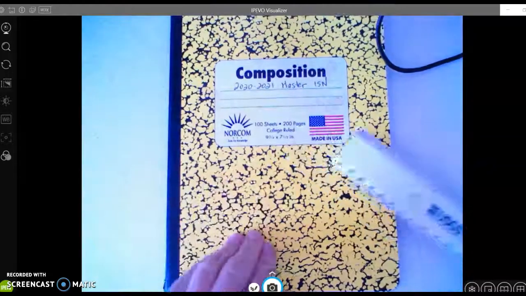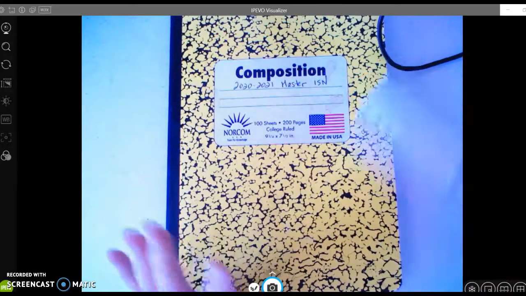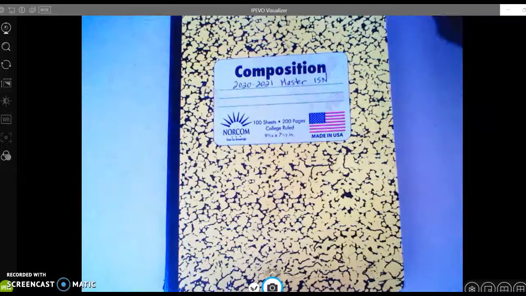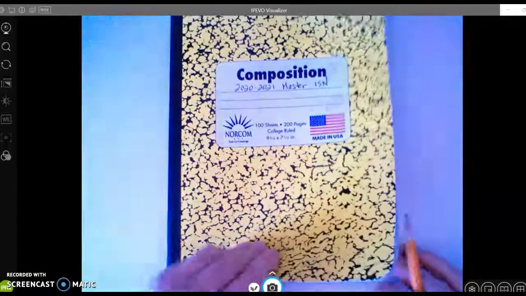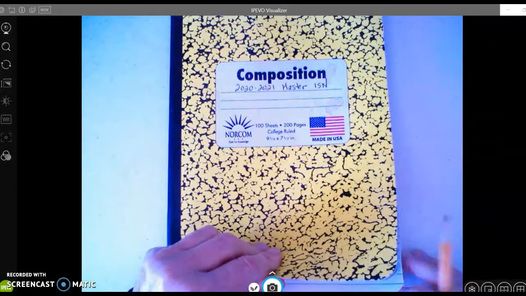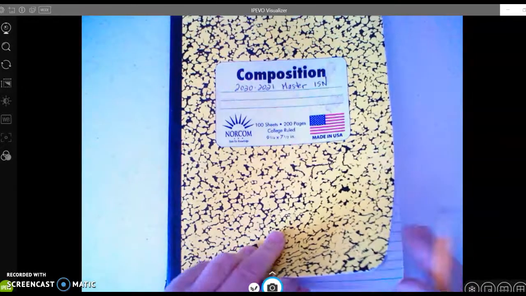All right, so your composition book. If you need to stop, please stop the video and start it again when you have all those materials. You'll go to page 25. So please go to page 25. It'll be blank in yours. I've already added information here that you will be adding.